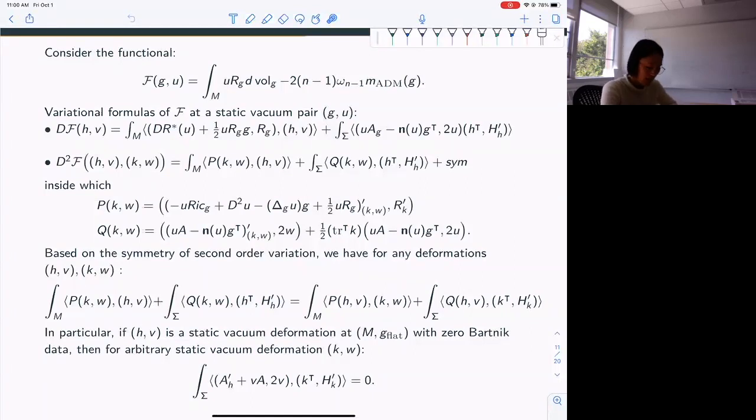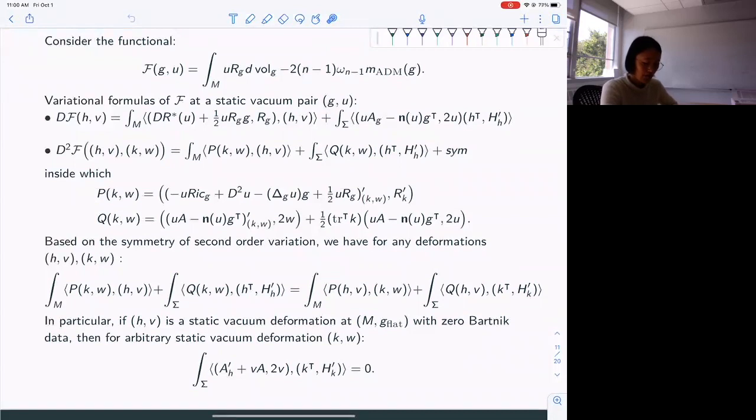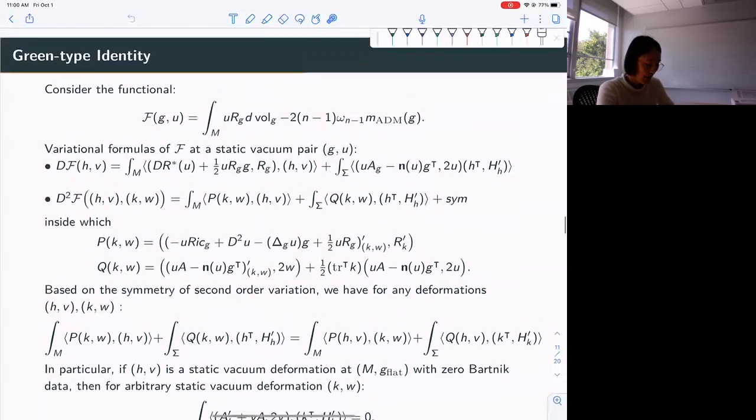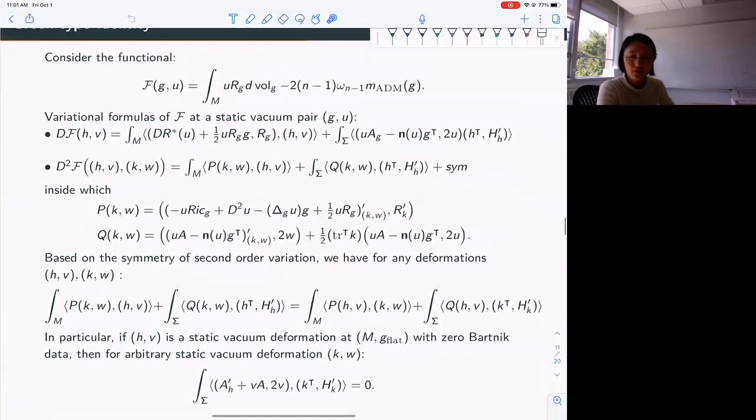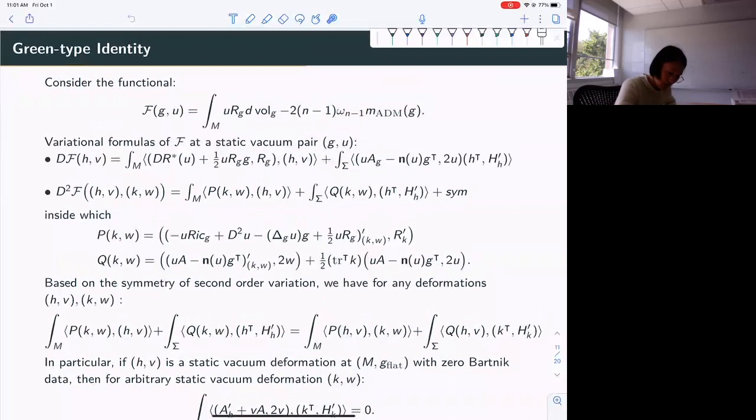Okay, so based on the symmetry of the second order variation, we can derive this identity for any two pairs of deformations HV and KW, like this is equal to that. Okay, we call this a Green type identity because this is very similar to the Green identity we have for a Laplace operator. If we write it here.